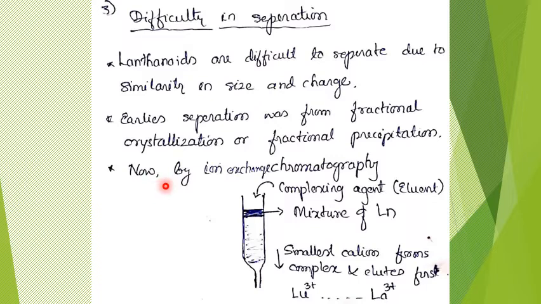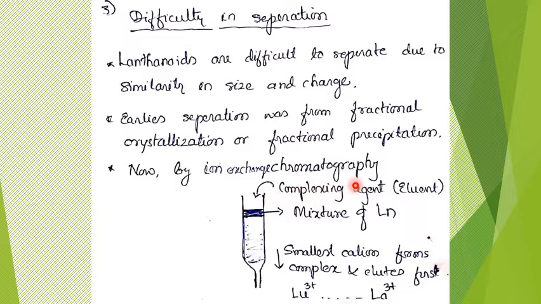Lanthanoids can be separated by something called ion exchange chromatography. In this ion exchange chromatography, they take a column, and here there will be some ion exchange resin filled in. Above it, the mixture of lanthanoid compounds is added, and then from above, some complexing agent.